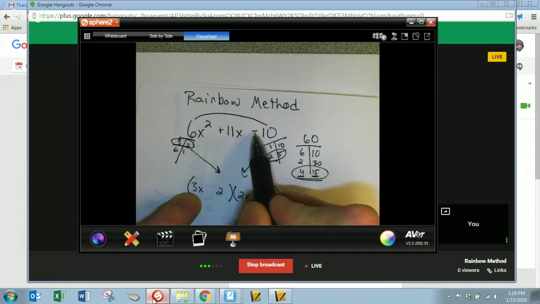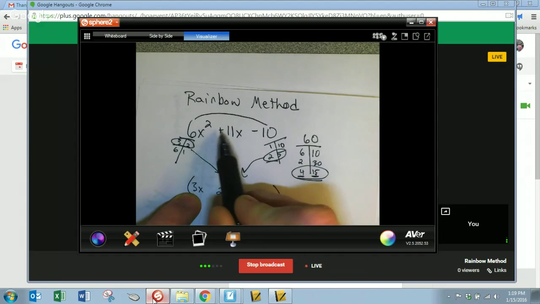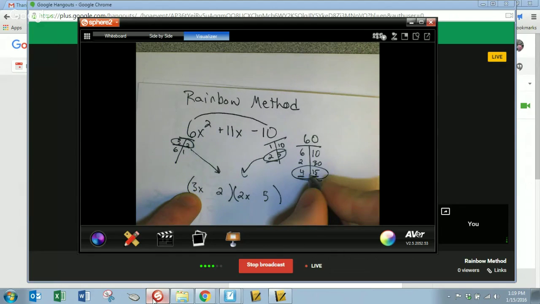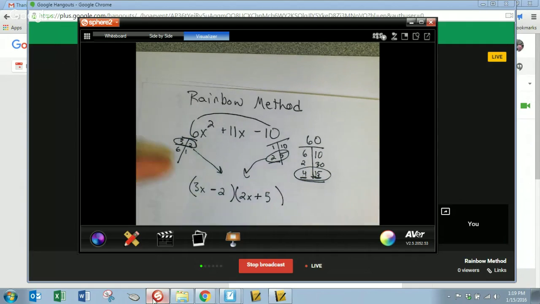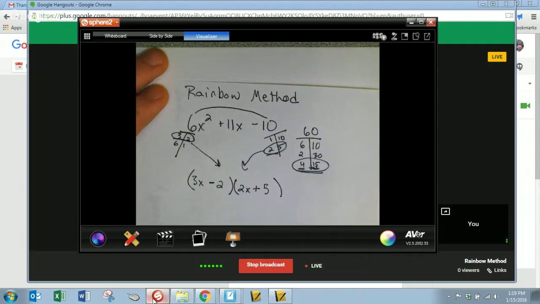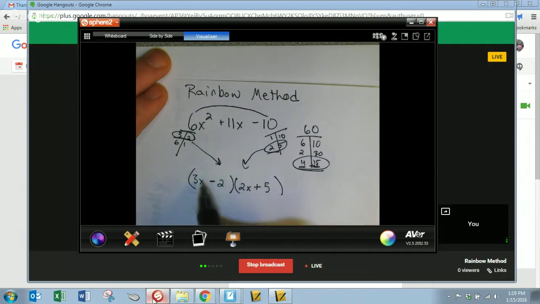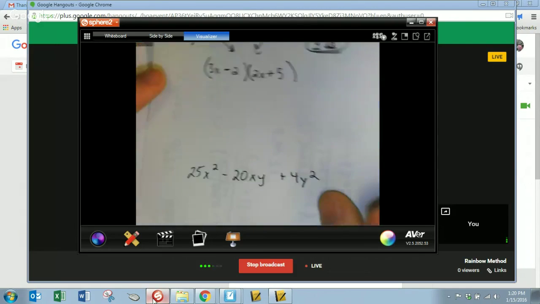This tells me that the signs are different and the bigger one is positive, meaning 15 has to be positive. Well, 15 went with the 5, meaning that's a plus 5 and this is a minus 2. You can always check these answers by FOILing it out and seeing if you get it. A lot of times students just have the signs mixed up. Okay, so let's do one more.